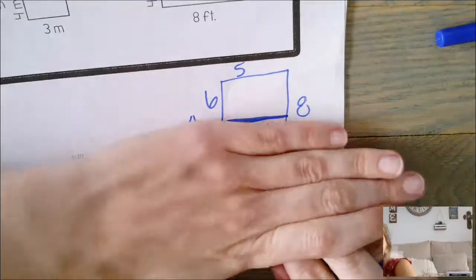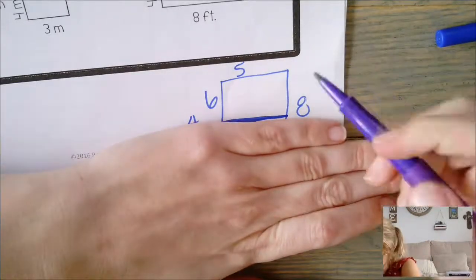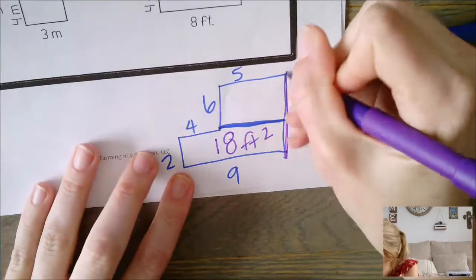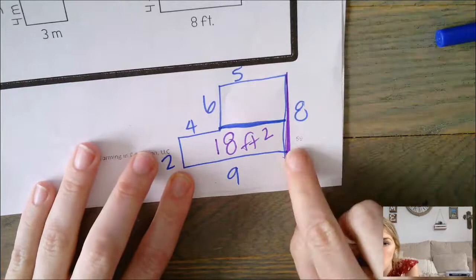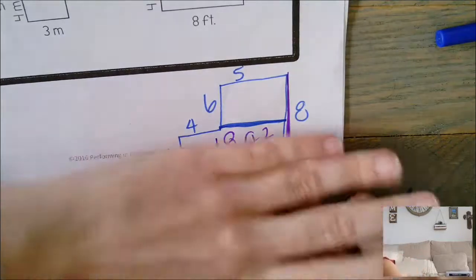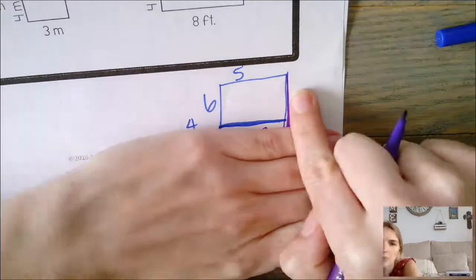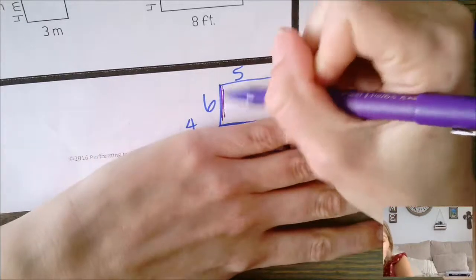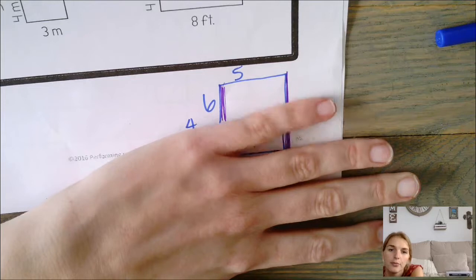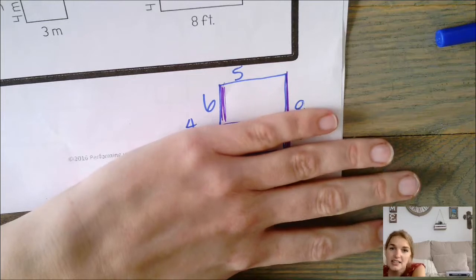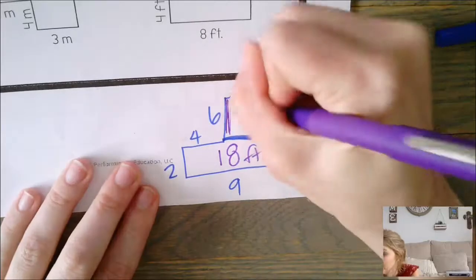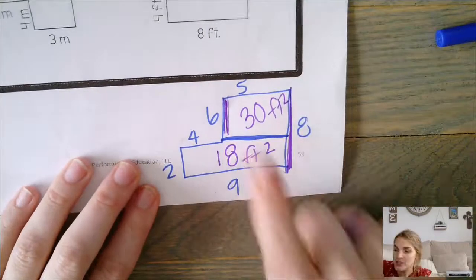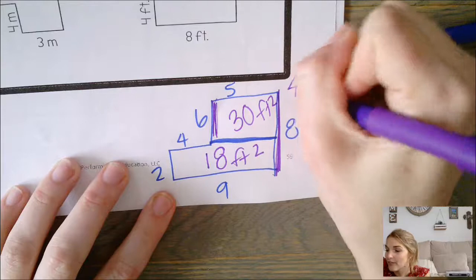Now the second rectangle is right here. Now, at first I would think it's 8, but if you look, 8 is talking about this whole piece right here, which was going into the second rectangle. So I don't want the 8. I'm looking for this number right here. I'm looking at that 6 because 6 shows the length of this rectangle. So 6 times 5 is 30. So if we add 18 plus 30, we also get 48 feet squared.